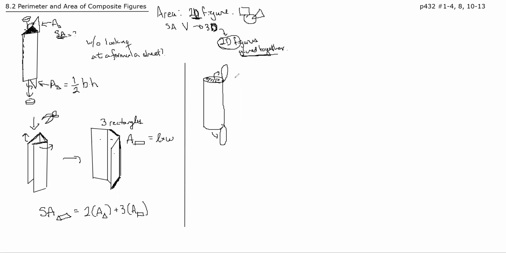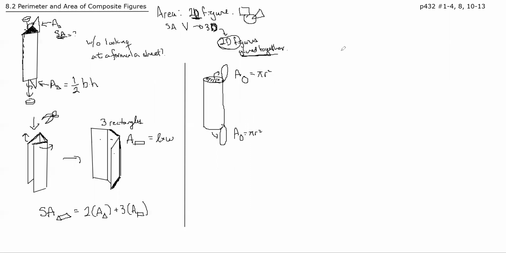Can you calculate the area of a circle? I hope so. Pi r squared, right? So all you have to do is calculate the area of these 2 circles, which is pi r squared and pi r squared. All that's left is the body, or the tube, of this cylinder. How do you calculate the surface area of that?